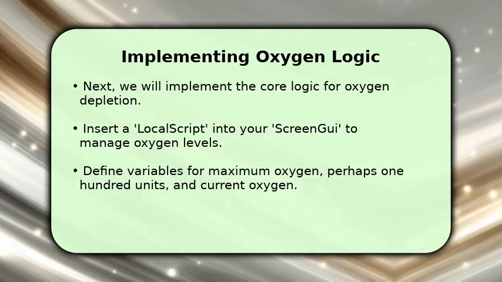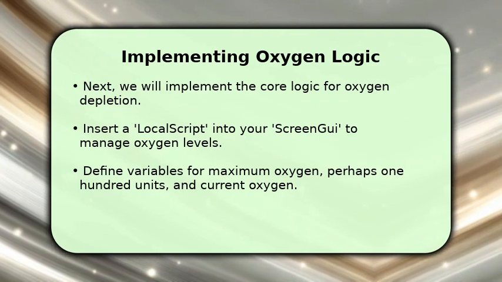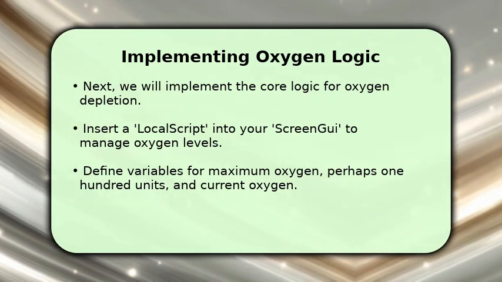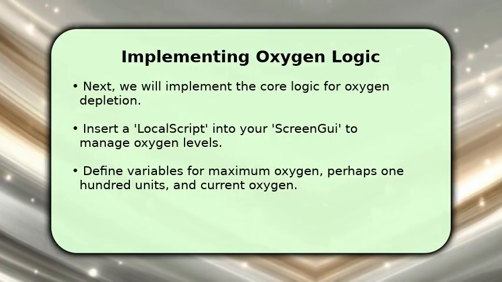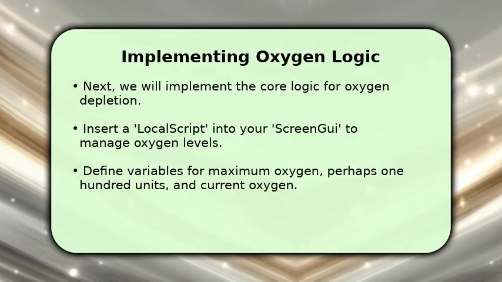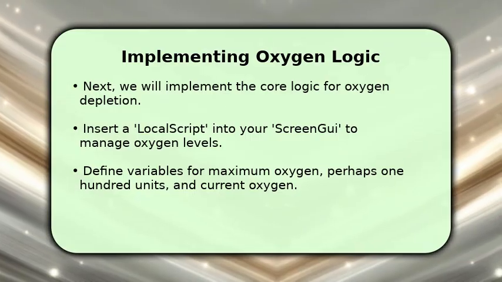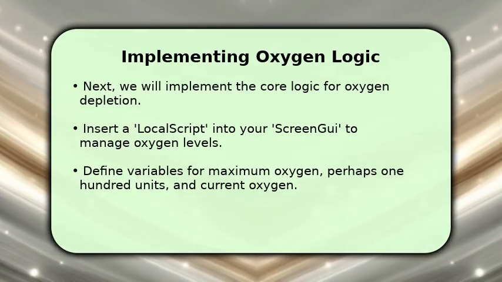Use a while true do loop with a wait function, maybe every 1 second, to gradually decrease the current oxygen. Crucially, add a check to ensure oxygen does not drop below 0. If it reaches 0, you might trigger a player's death or a warning.